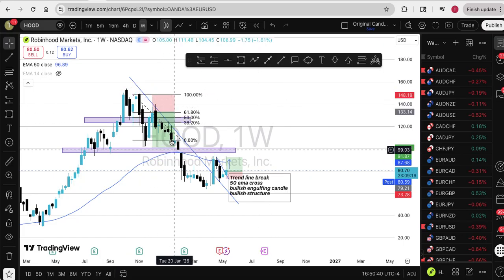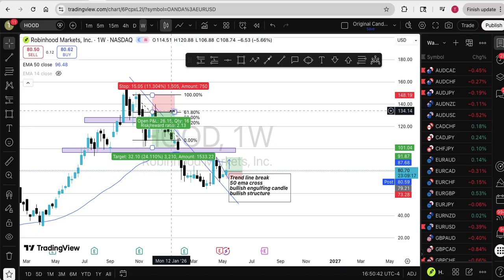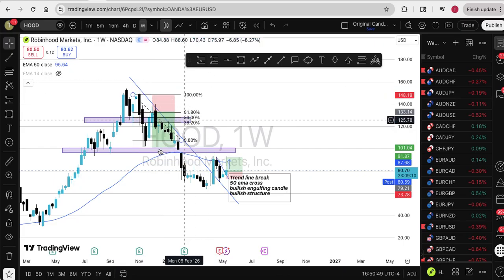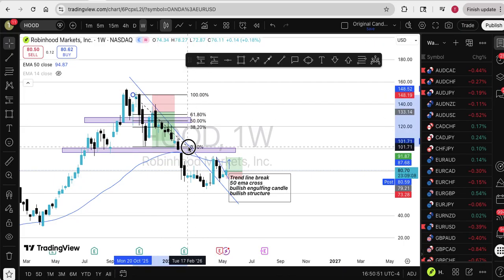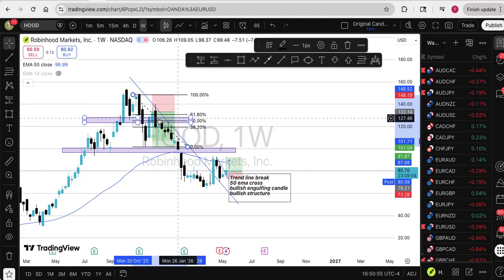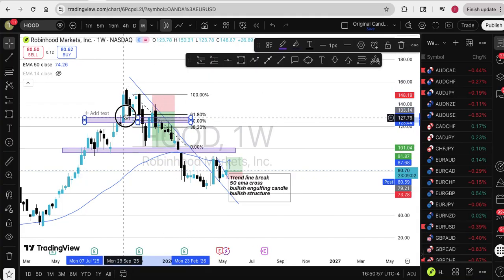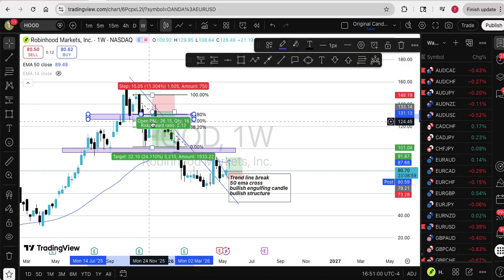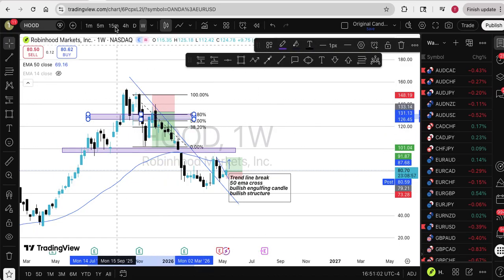Just identify structure, but your entry point could just easily be the 61.8%, right? And then boom. And just because you know that, okay, let's just draw it again here. That golden zone, this golden zone over here, that's where the market came. You just entered, and then boom. That would have been a beautiful trade.